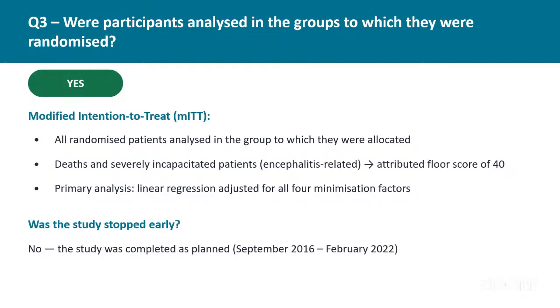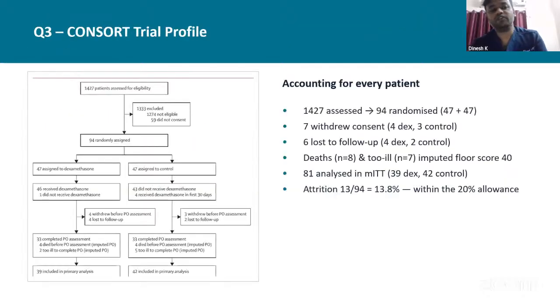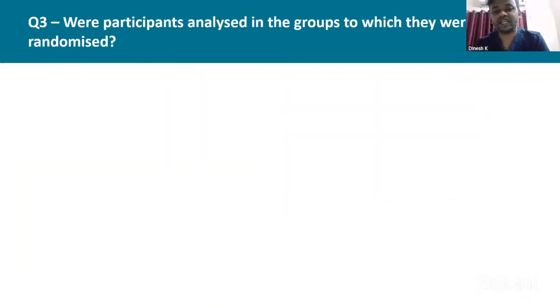What is the modification? Ma'am, the modified intention to treat means those who have the primary outcome, either in the form of the direct or imputed primary outcome, they only will be considered in the analysis. If you see the table, 47 were assigned to the dexamethasone and 47 assigned to the control, but only 39 had the primary outcome in the dexamethasone group. In the control group, only 42 had the primary outcome available. In the dexamethasone group, 8 didn't have a primary outcome. In the control group, 5 didn't have a primary outcome.